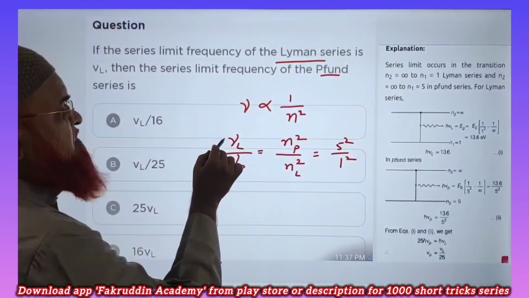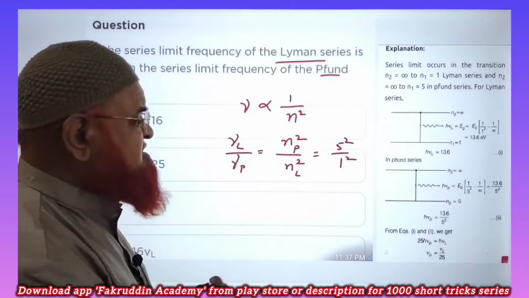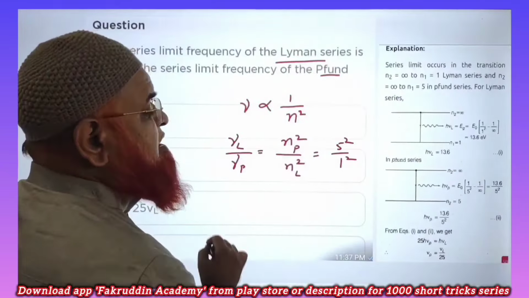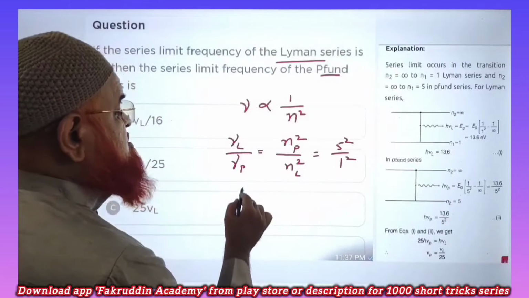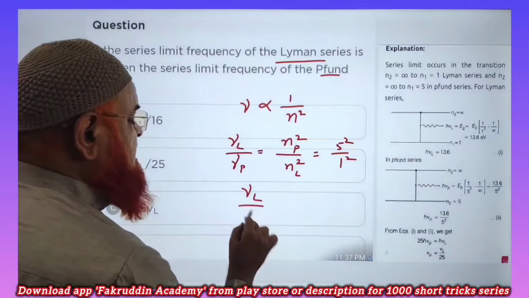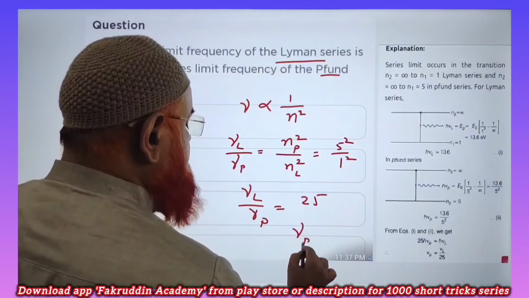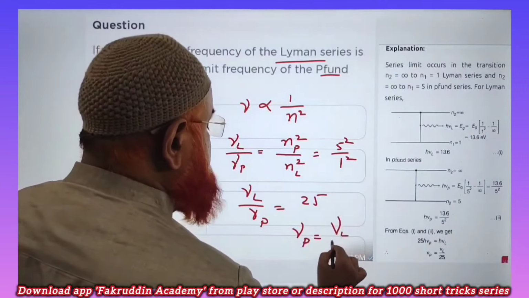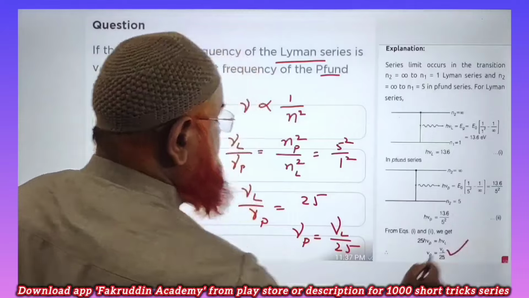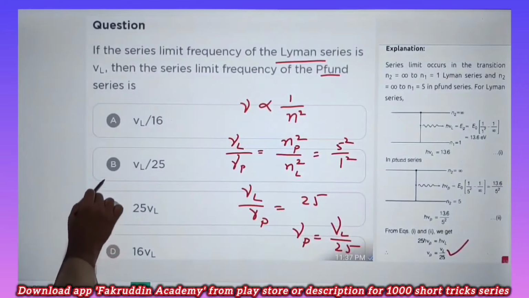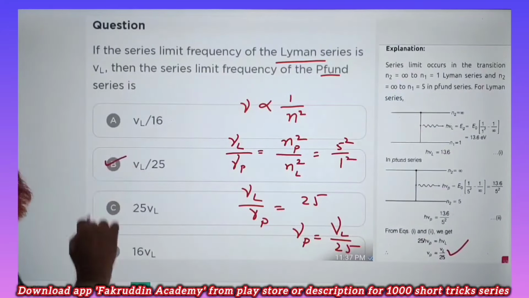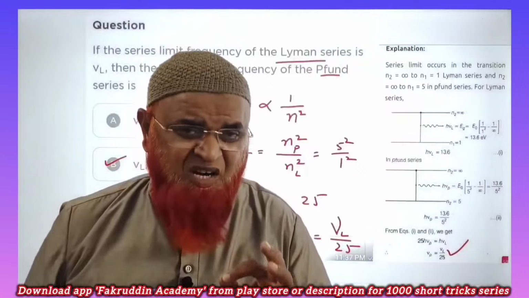So frequency of Lyman by frequency of Pfund series is equal to n_p whole square by n_l whole square, that is 5 square by 1 square, that is Lyman by Pfund is equal to 25. Therefore, frequency of Pfund series is equal to frequency of Lyman by 25. So, with this simple shortcut formula, you get B as the correct option. Hope you have enjoyed this one.